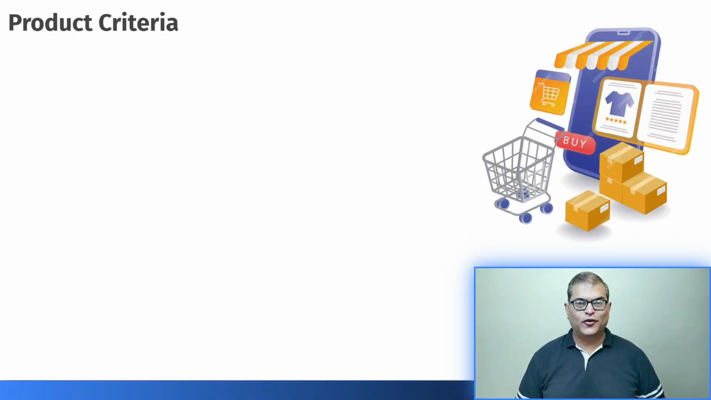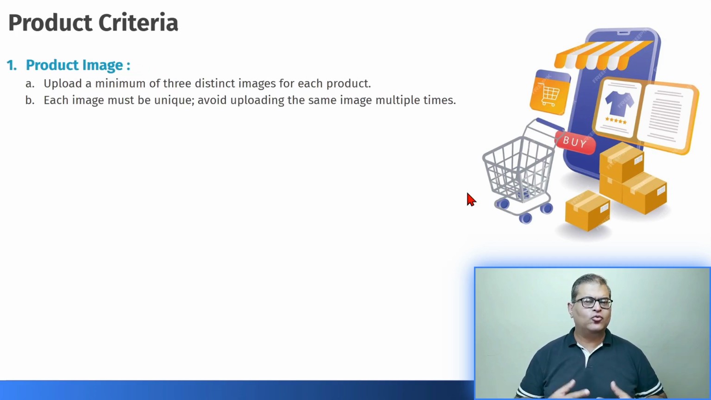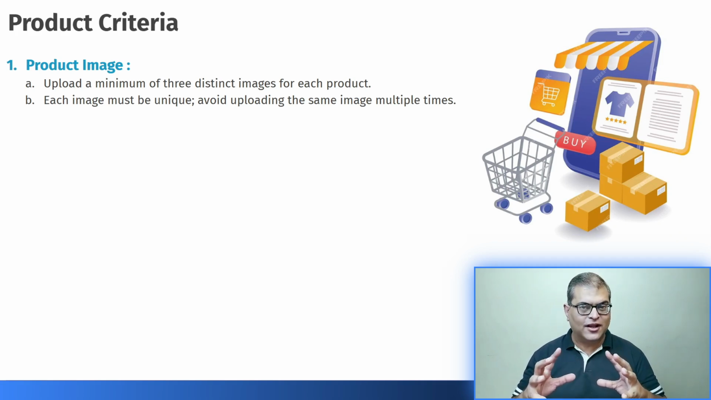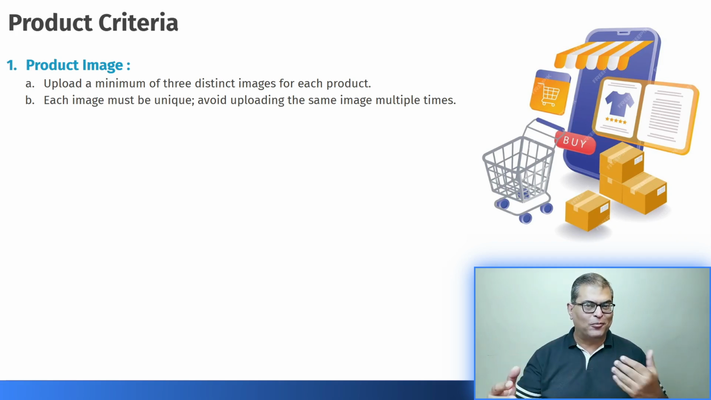So we are back on the presentation, and now let's understand the product criterias. What are the product criterias? So the first one is related to product images, and it is quite simple as well. The criteria is that you should be uploading at least three images per product, and these should be distinct images. It should not be like you are uploading the same image multiple times just to meet the criteria. It should be different images.